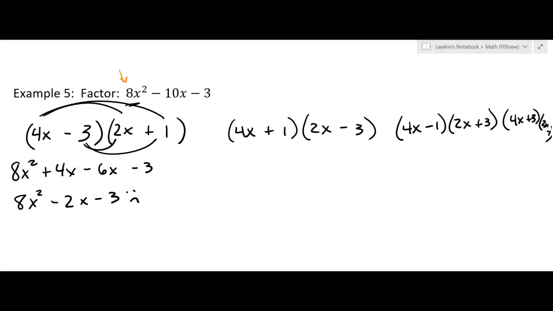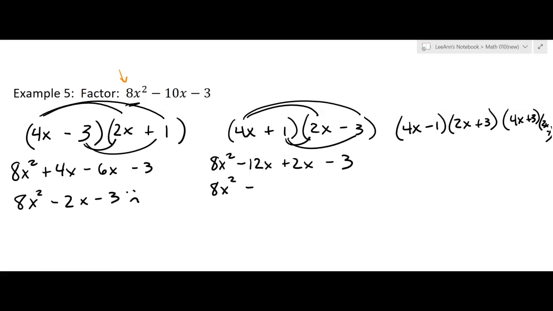All right, let's try this other one. I got 4x times 2x. That's the 8x squared. So far, so good. A negative 12x. And I like the looks of this one better. Plus 2x. And a minus 3. Okay, 8x squared minus 10x minus 3. Yep, that's it. So we found it. It took us 2 tries.